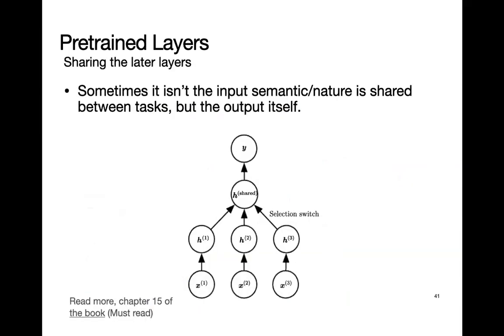But sometimes it is the semantic nature, or the nature of the inputs, that is shared between tasks, but it's actually the target that differs. So you have a task that you need to define. There is this interesting example where, let's say you have a model for different texts, okay?